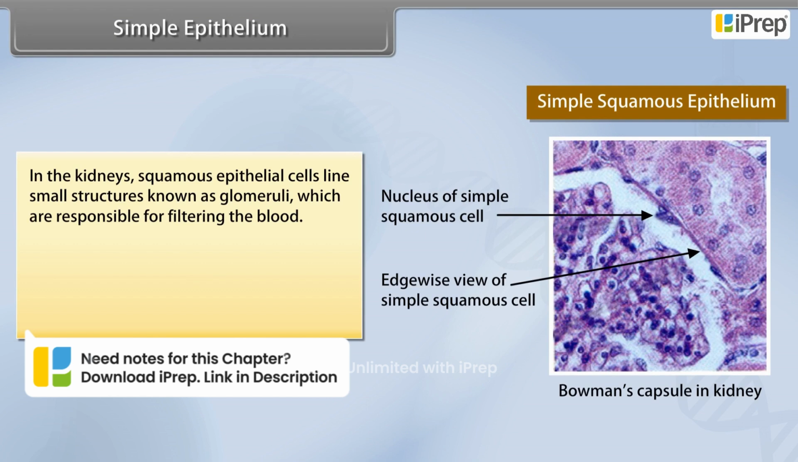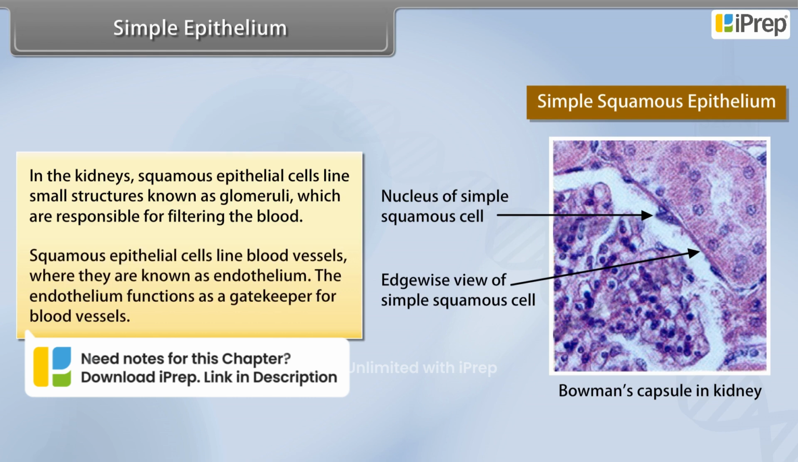filtering the blood. Squamous epithelial cells line blood vessels, where they are known as endothelium. The endothelium functions as a gatekeeper for blood vessels.